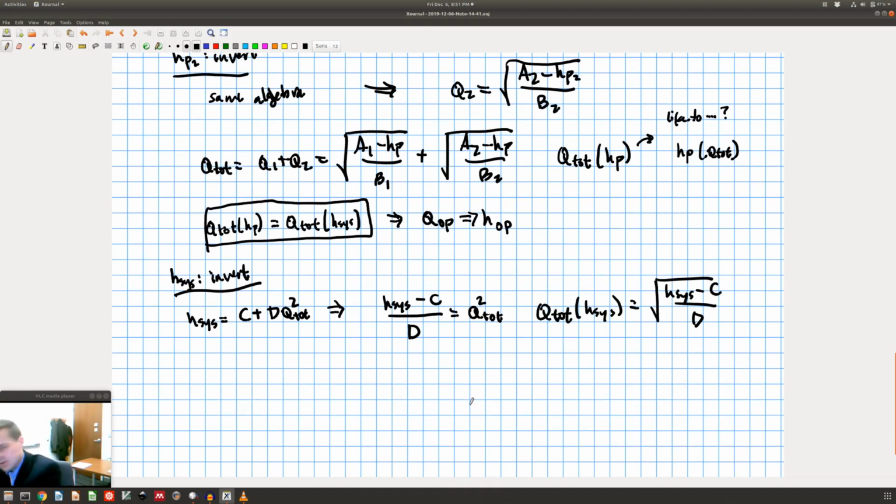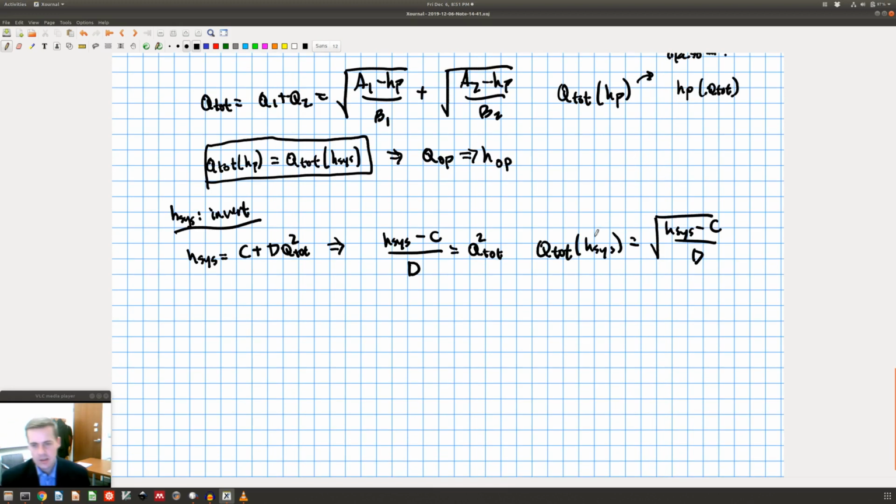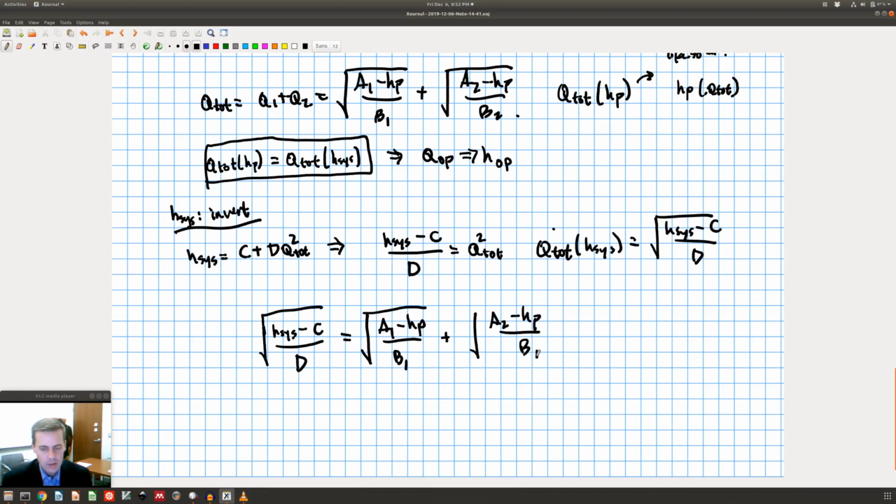Okay, so now to solve for the operating point, I set these two equal to each other. I set this one and that one equal to each other. And now I'm going to have to solve the problem of (H system minus C) divided by D is equal to the square root of (A1 minus HP) divided by B1 plus the square root of (A2 minus HP) divided by B2.